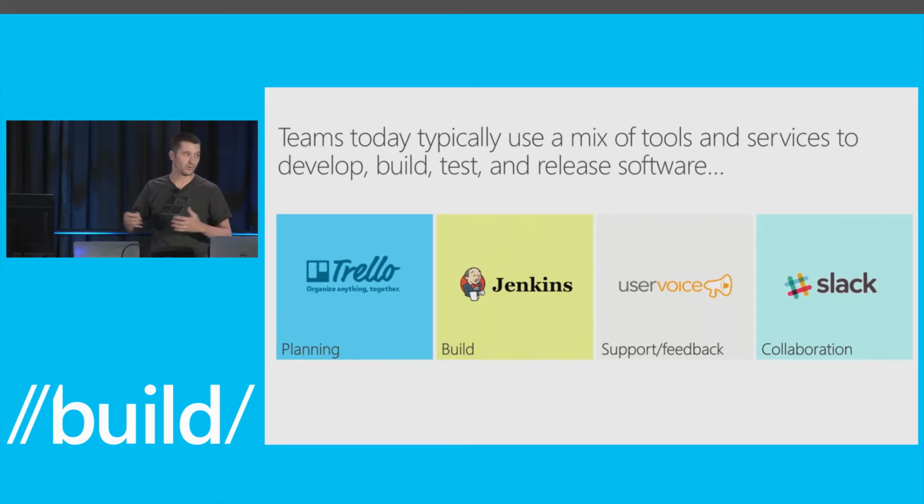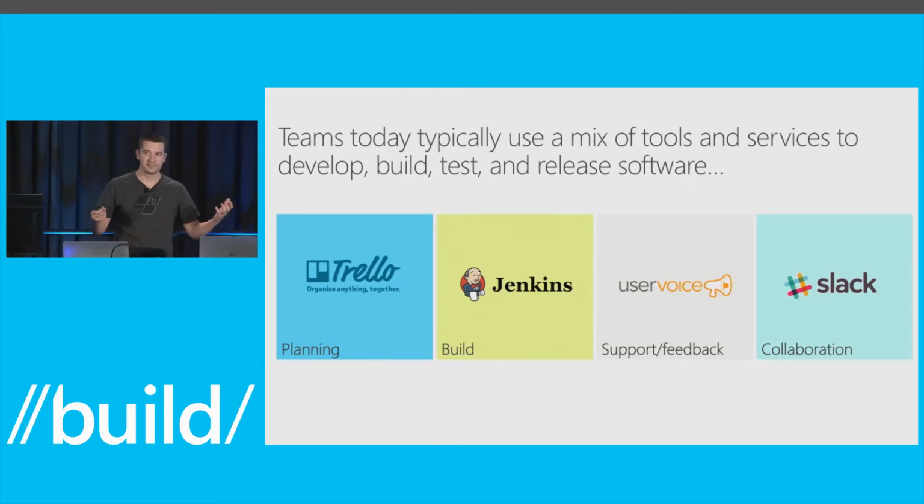They're using different tools. Maybe they have a team that's using Trello for lightweight management of tasks and work. A lot of teams are doing Java. If they're building Java applications, they need to build those applications, so they're using things like Jenkins. Tools like UserVoice for getting user feedback and support. Tools for collaboration like Slack. People today are using a lot of different tools as they're delivering software.